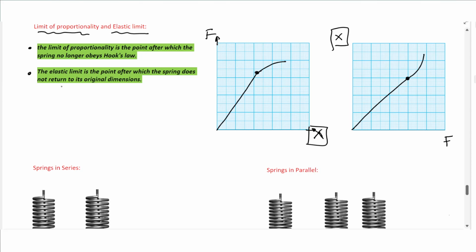An elastic limit is the point after which the spring does not return to its original dimensions, which means before that point, if you remove the force, the spring returns to its original unstretched length. After that point, if you pass this point, the spring will not return, and there will be a permanent extension or permanent deformation.